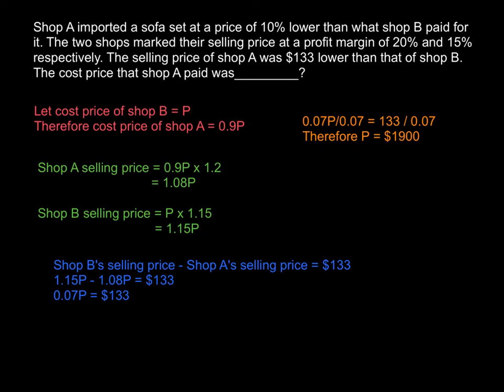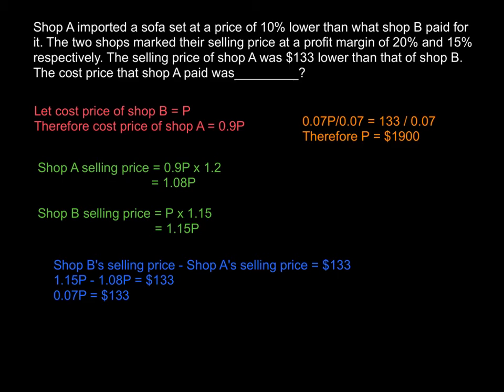In order to now work out what the value of P was, I need to divide both sides of my equation by 0.07, which you can see that I've done in orange. This leaves me with the value of P being equal to $1,900. Now, that's only the cost price for Shop B. I was interested for this question in what the cost price was for Shop A.